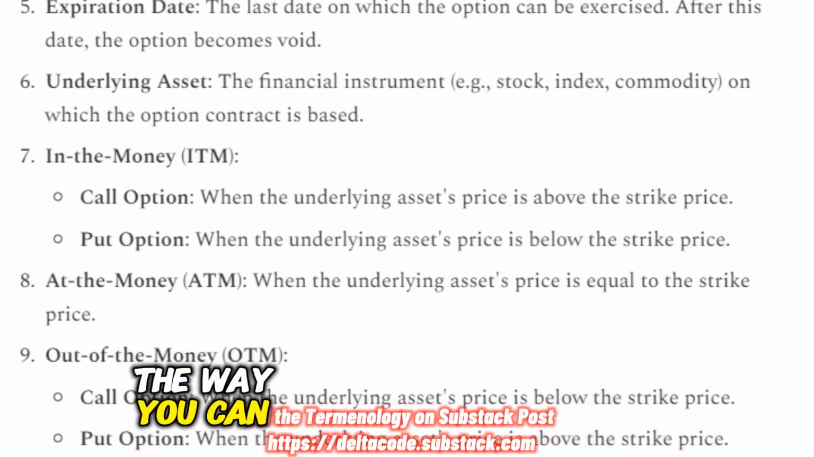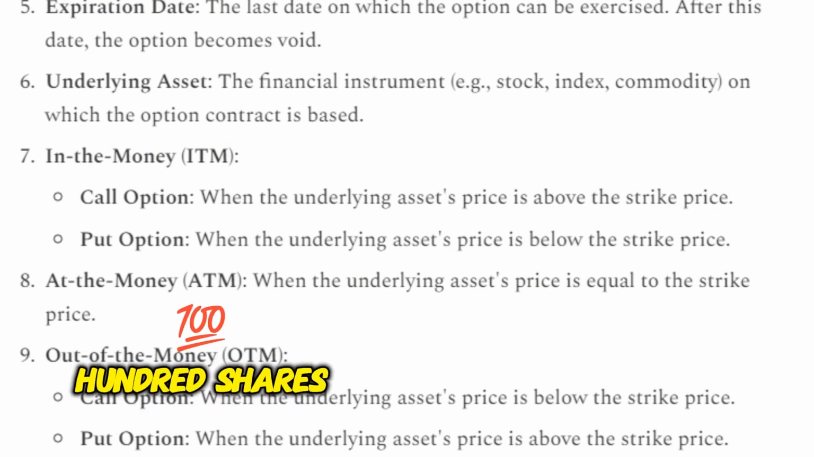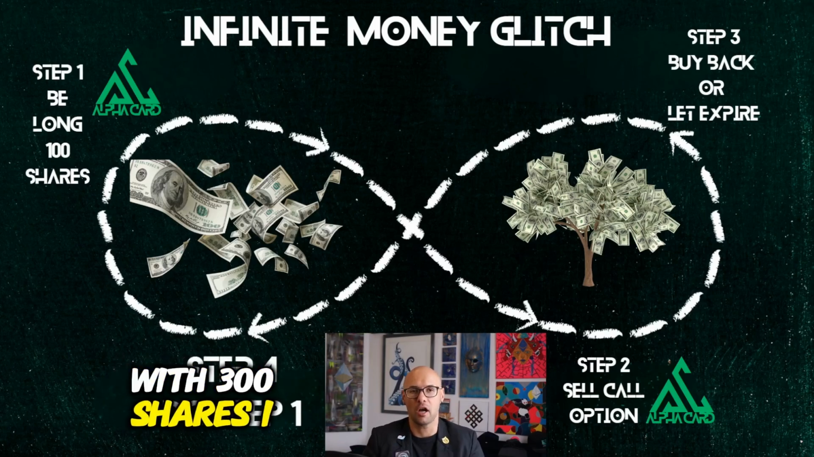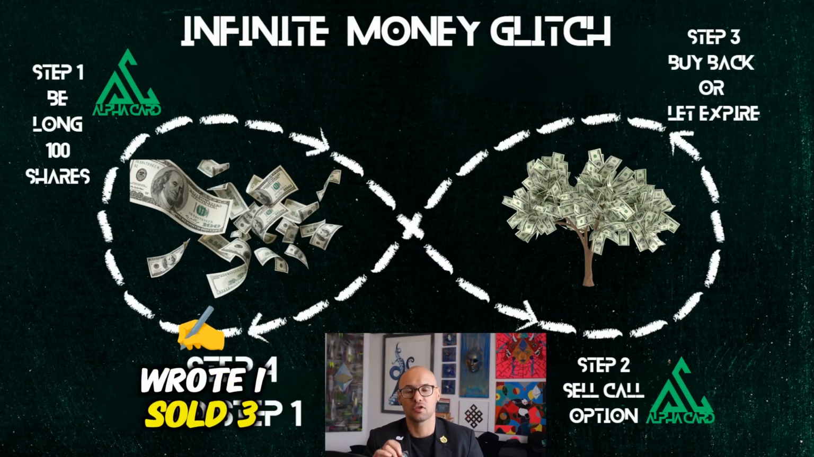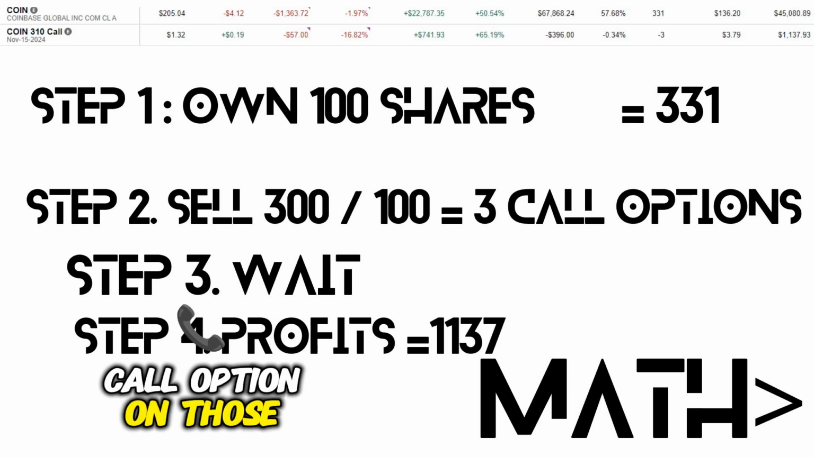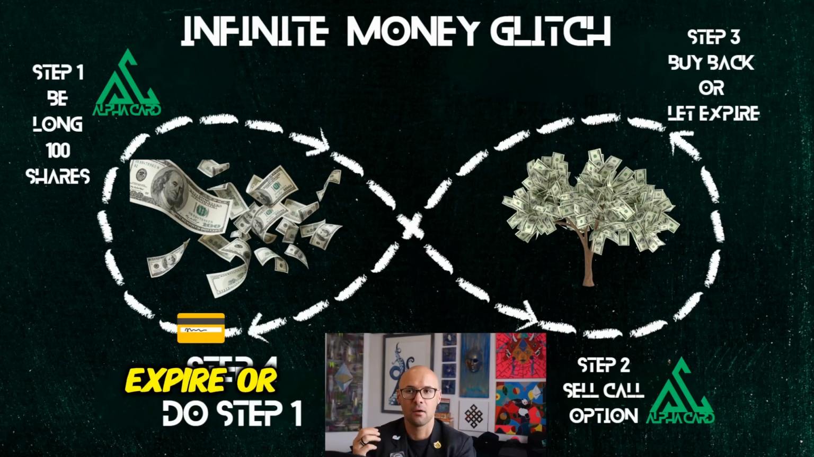The way you can use options to make infinite money is step 1, be long 100 shares. Be long means have the 100 shares of the company. I will show you how I did this with Coinbase with 300 shares. I sold 3 call options. So step 1, own 100 shares. Step 2, sell a call option on those shares. Step 3, let it expire or buy it back if the price drops. And step 4, do this all over again.